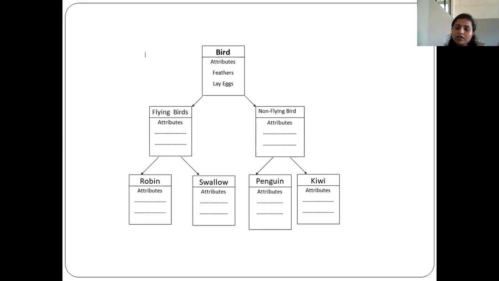I have taken bird as one class; flying birds, non-flying birds, robin, falcon, penguin, and kiwi are the other classes. Birds is divided into two classes, flying bird and non-flying bird. Then the flying bird is divided into robin, falcon, penguin, kiwi; these are all classes. This is the hierarchy. Robin takes some properties from flying bird, falcon takes some properties from flying birds, and flying birds take properties from bird. Like this, inheritance will work.